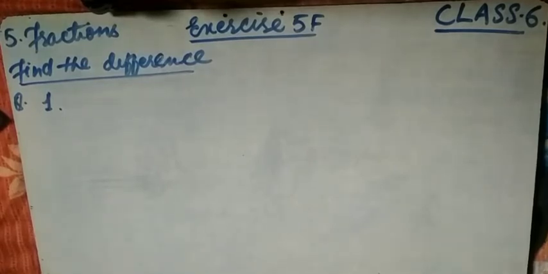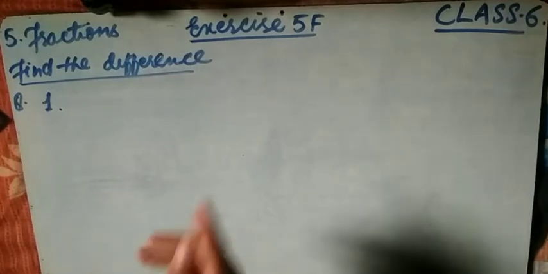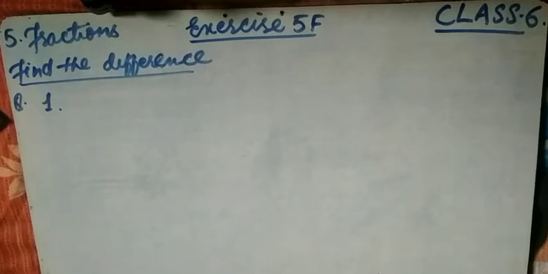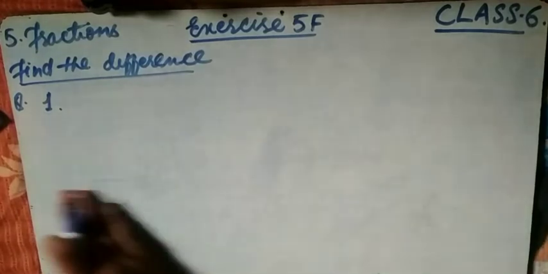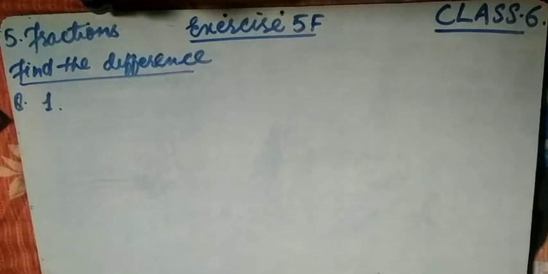Before solving questions from exercise 5F, I would like to share two subtopics. The first topic is subtraction of like fractions, that means how to subtract like fractions. It's very simple. Suppose two like fractions are given, then write the denominator as it is, then write the numerators as they are, and then subtract their values. Now we will discuss more while solving.